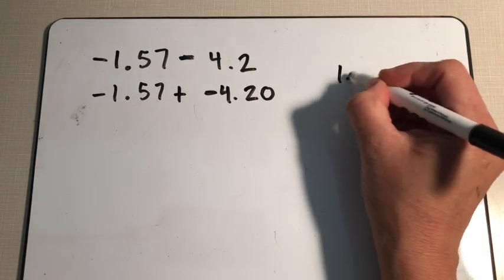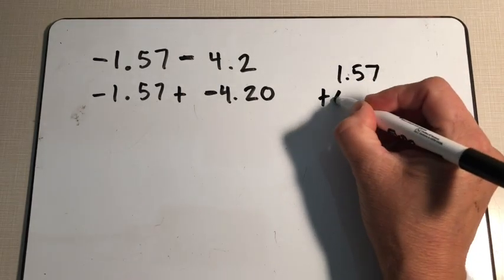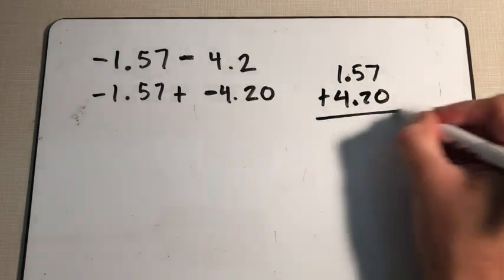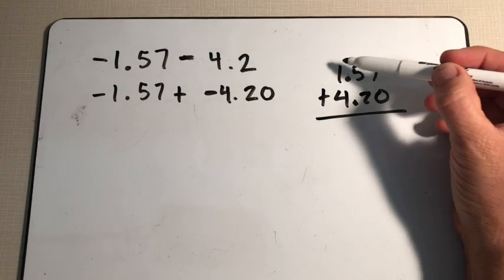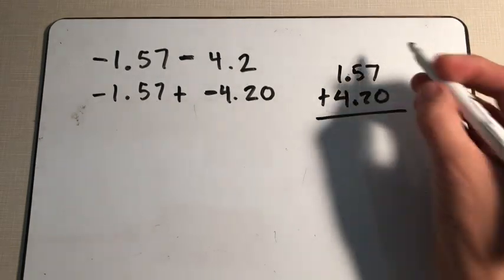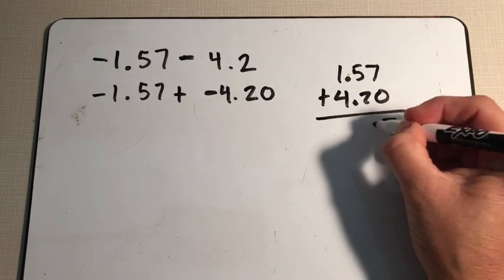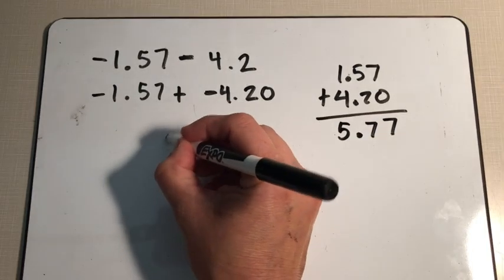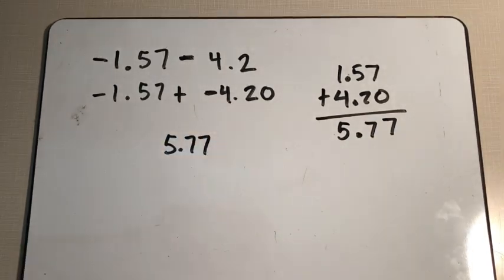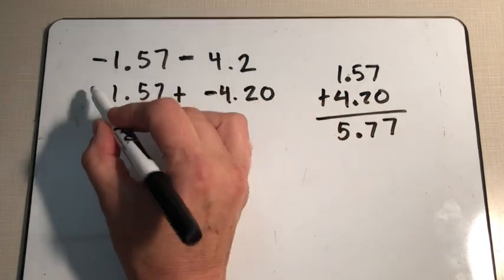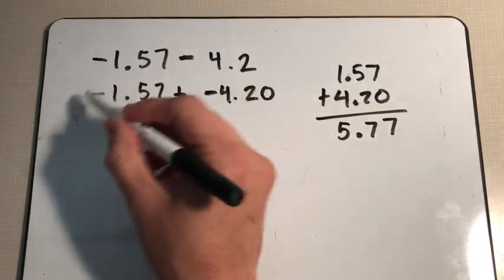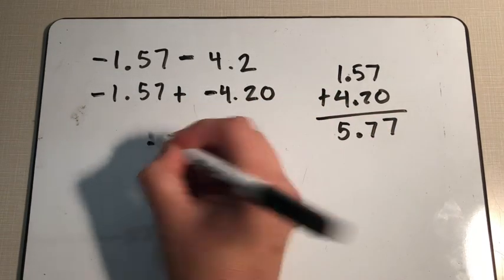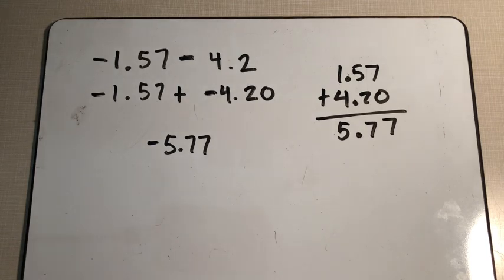So over here on the side, I'm just going to figure out what is 1.57 and 4.20. When we add decimal numbers, really important that we line up the decimal. We want to add dollars to dollars, dimes to dimes, pennies to pennies. 7 plus 0 is 7, 5 plus 2 is 7, 1 plus 4 is 5. So the total is 5.77 or $5.77. But keep in mind, these were both negative. This was I owe you, and I owe you. So I don't suddenly have $5.77. I owe $5.77.